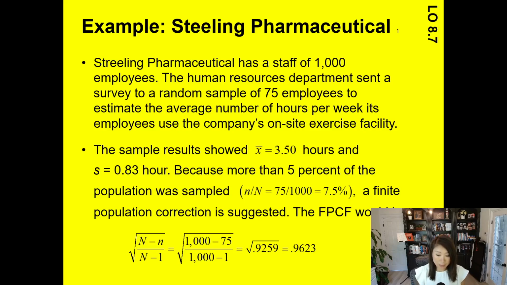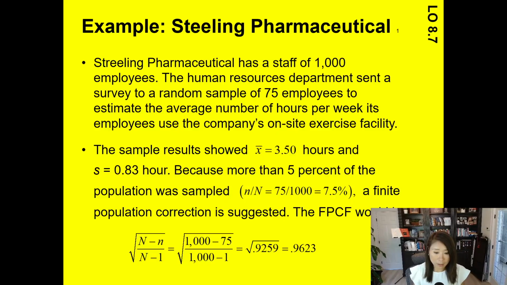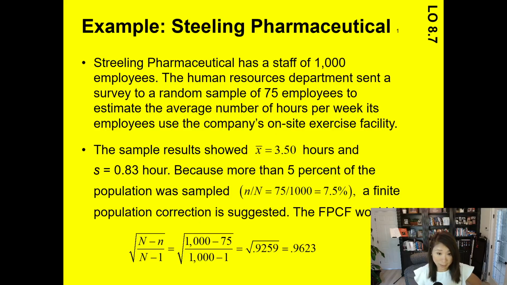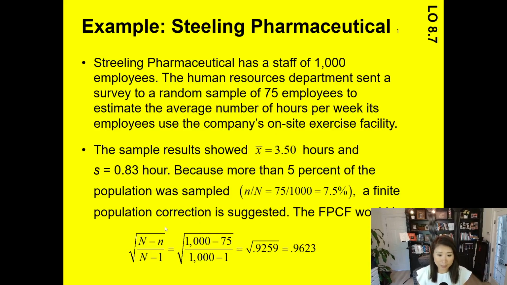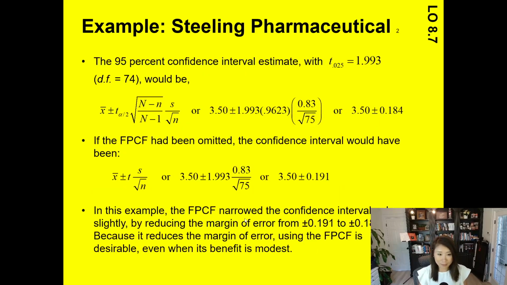So that is 0.9623. Sometimes a student might ask, hey, Dr. J, you didn't explain where this formula comes from. Again, we are at an entry level of learning, so the only very important thing is to remember this is the formula we're going to use, and when to use it. Once you get to a more advanced statistics class at the master level, you will learn the underlying reason for this correction factor. So at this point, don't worry about it. But you definitely need to remember how this formula looks and how to apply it to calculate the FPCF.